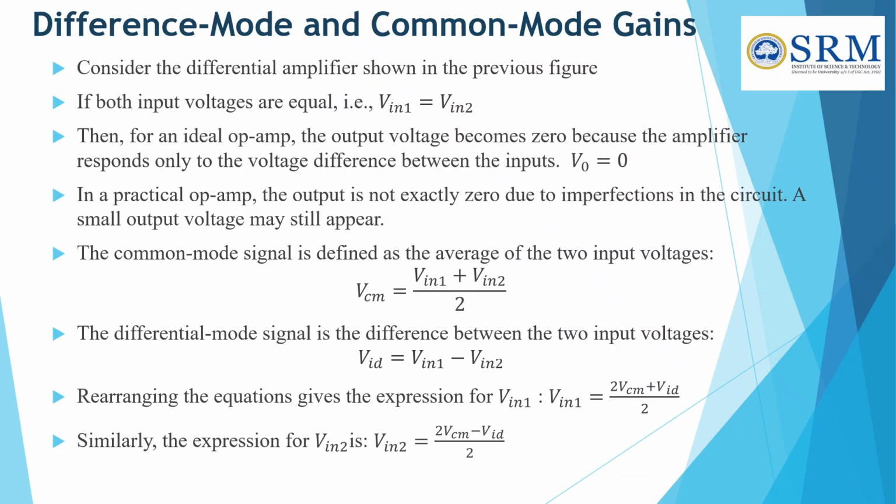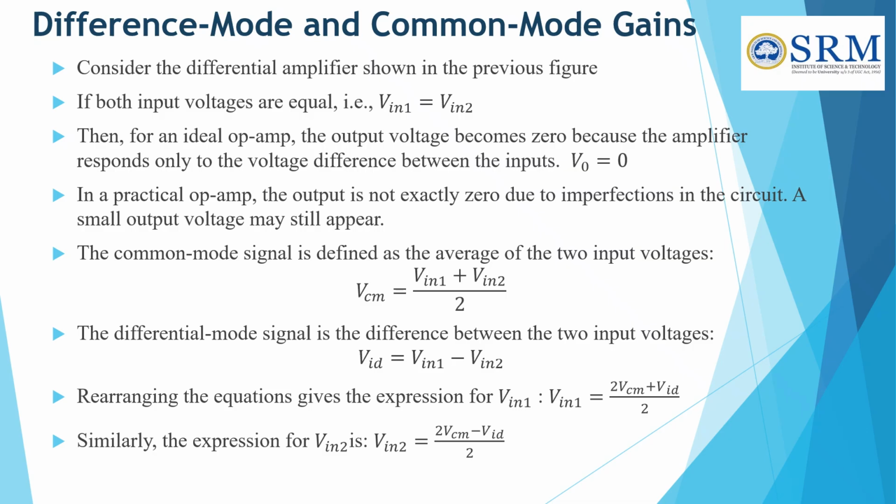A differential amplifier ideally amplifies only the difference between two input signals. When both input voltages are equal, the difference becomes 0. Hence the ideal output voltage is also 0. However, practical op-amps are not perfect and may produce a small unwanted output even when both inputs are the same.